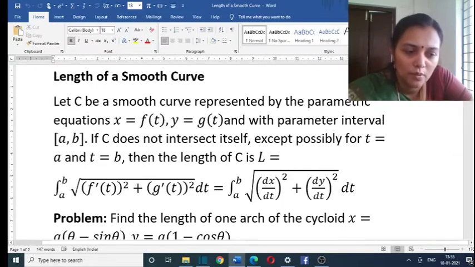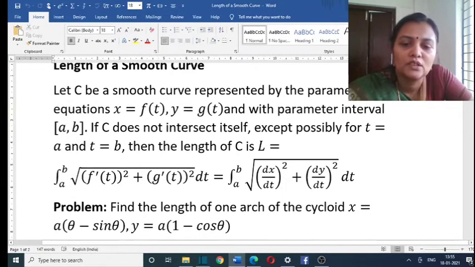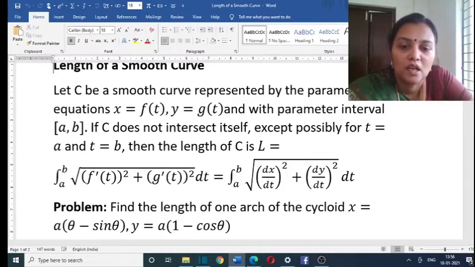So we have a problem. Find the length of one arc of the cycloid x equal to a into theta minus sin theta, y equal to a into 1 minus cos theta. Here the parameter is theta. So we have to find dx by d theta, dy by d theta, and substitute in the expression.